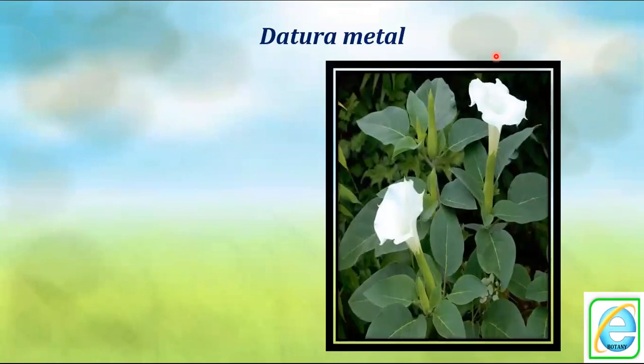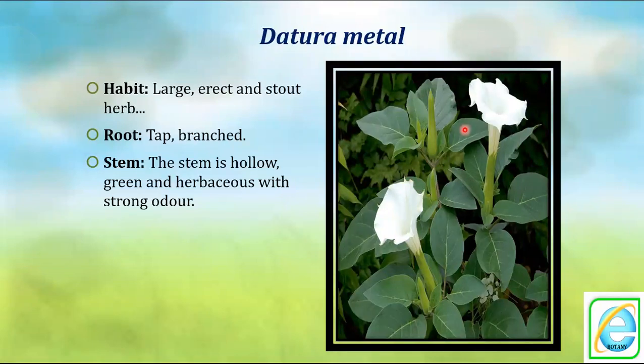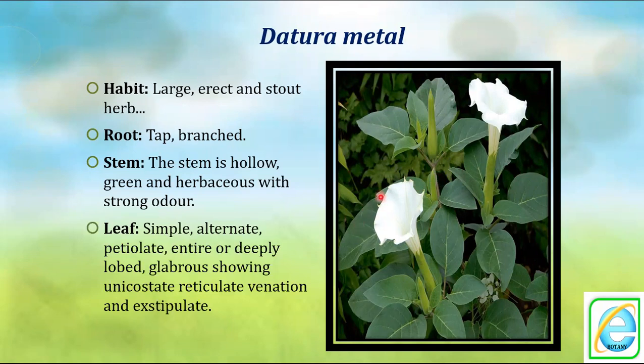Now the habit of Datura metel. This plant is basically a large, erect, stout shrub with a weak stem. The root system is a taproot and branched. The stem is hollow, completely green or blackish brownish in color, herbaceous, with a strong odor. The leaf is simple, alternate. The leaves are alternately arranged, having an entire margin. In some, they have a deeply lobed structure.